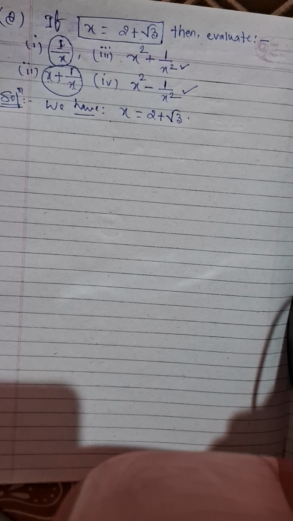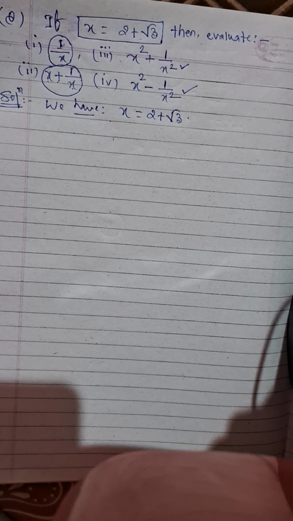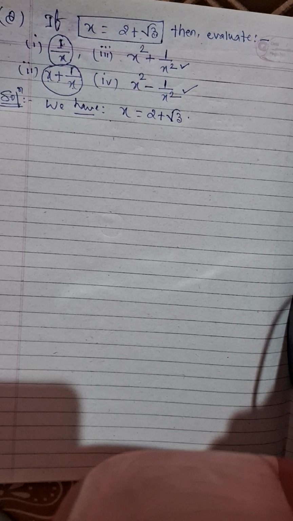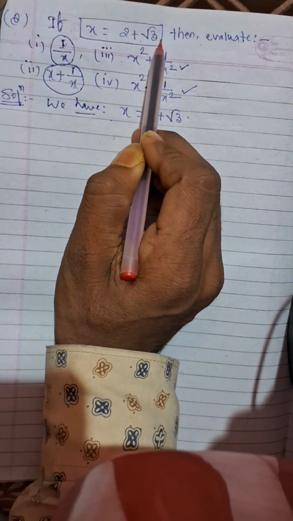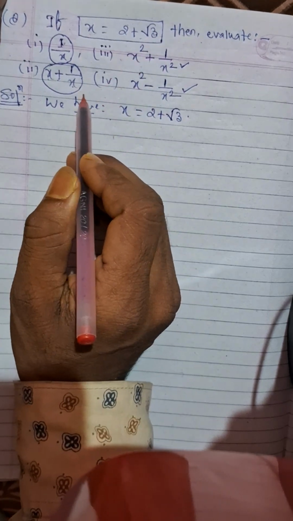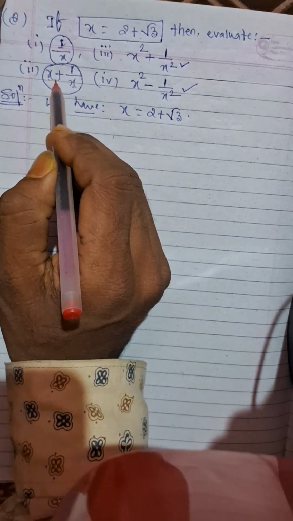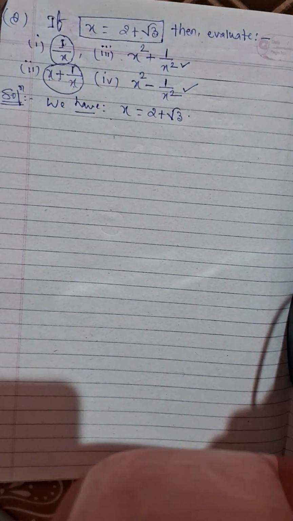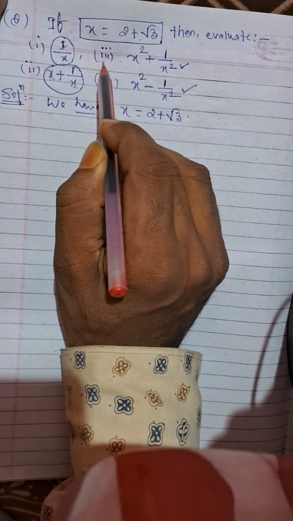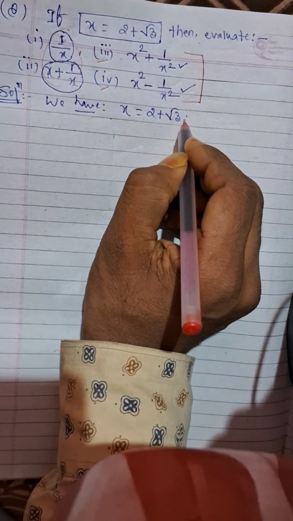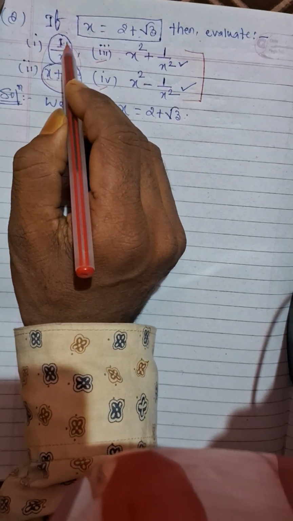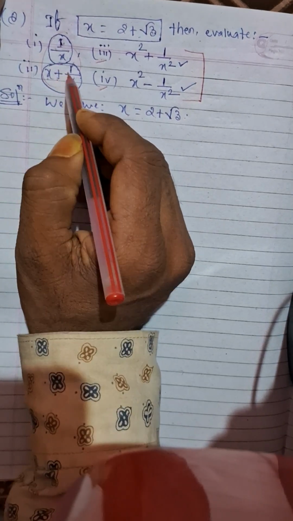Today I am going to solve a beautiful problem which is a combination of arithmetic and algebra. So what is the question? The question is, if x is equal to 2 plus root 3, then you have to calculate the value of 1 over x and x plus 1 over x. And the rest two questions, question number 3 and question number 4, can be calculated using the values of these two. So we have x is equal to 2 plus root 3 and we are supposed to compute 1 over x.